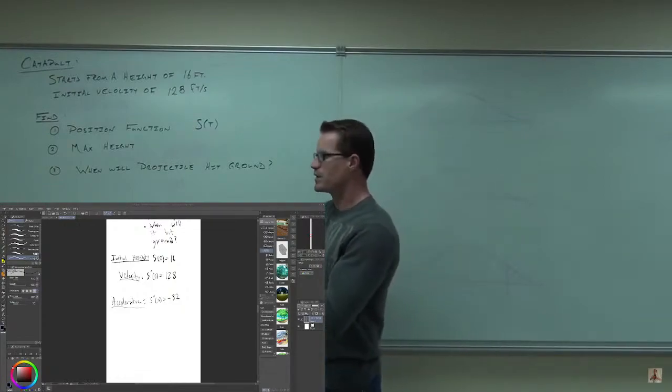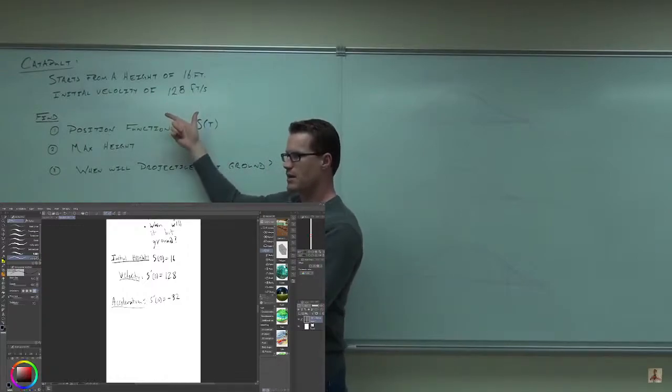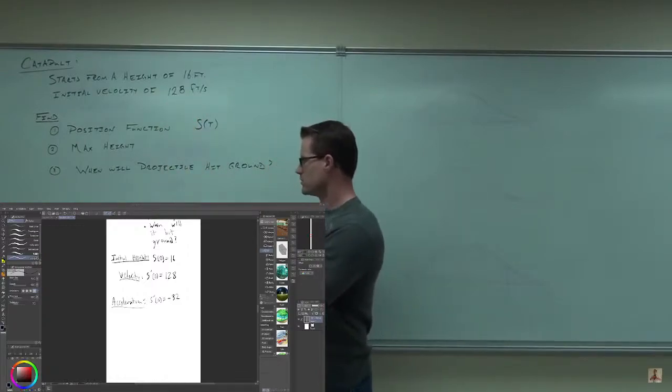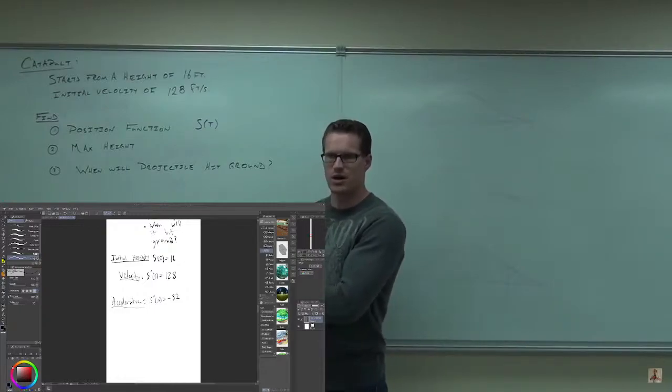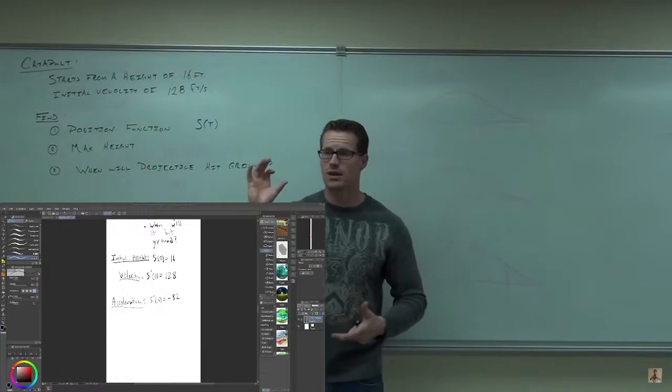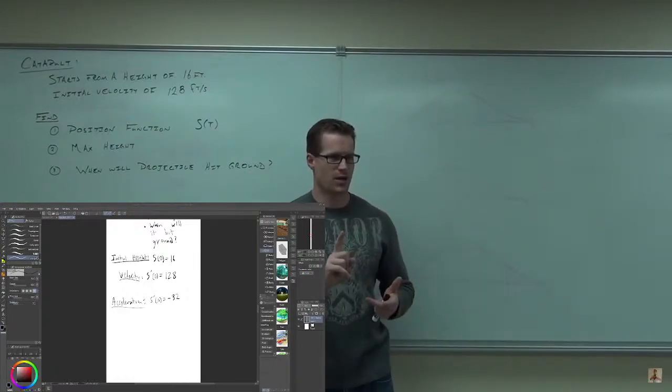The first derivative gives us velocity. So our initial velocity is 128 feet per second. That means that our initial velocity at zero, that's where we start right here, the velocity at zero has to be 128 feet per second. Right when it's leaving, it's traveling at 128 feet per second straight up. Are you guys okay with that?